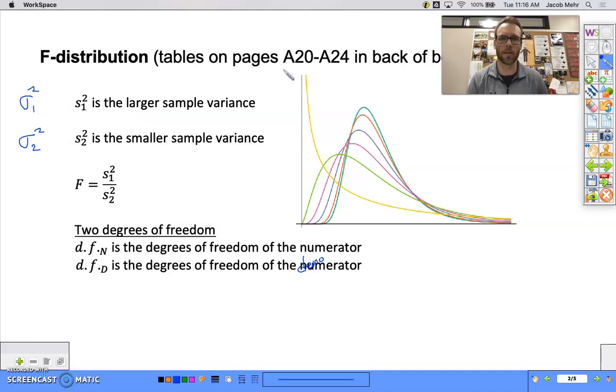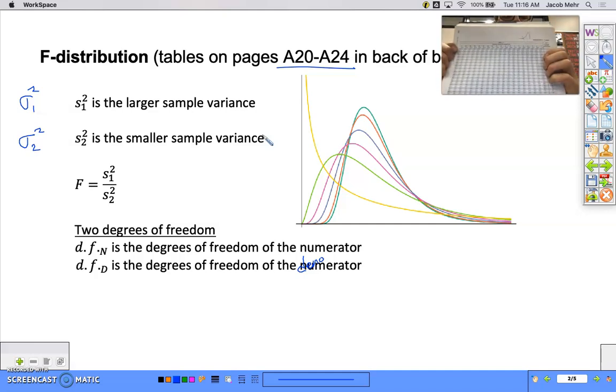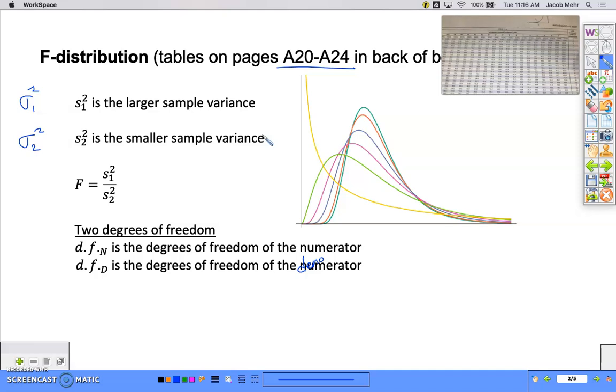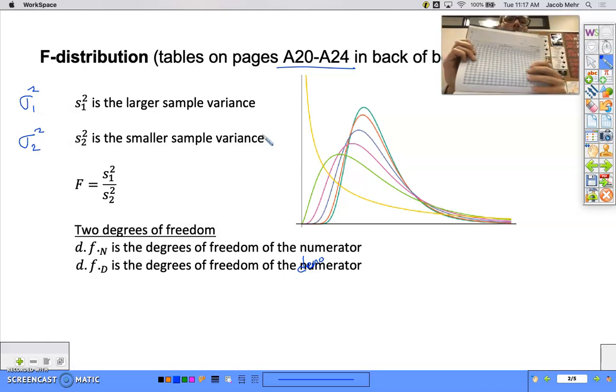As it says up here, the tables for this are in the back of your book in the appendix. There are several pages. Take a look here. The way we see this happening is that we have the degrees of freedom for the numerator, which goes across the top, and the degrees of freedom for the denominator, which goes along the side, to help us identify the point that we need.